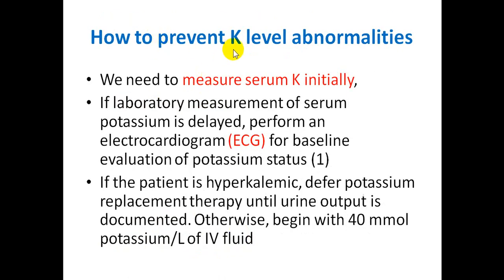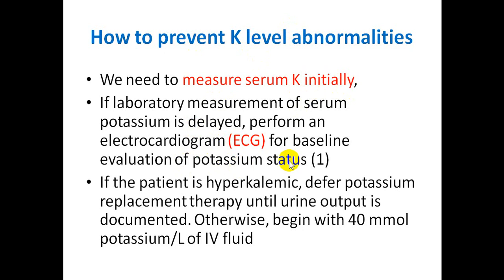So, how do we prevent potassium level abnormality? Because both hypo- and hyperkalemia are life-threatening conditions. We need to measure serum potassium initially, but in this case, we didn't measure potassium rapidly before starting the treatment. If the laboratory result of serum potassium is delayed, as in our case, we need to perform an ECG for baseline evaluation of potassium status.